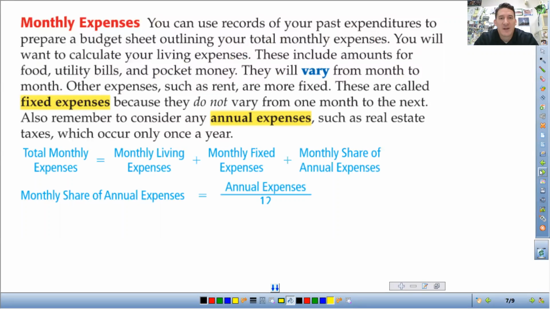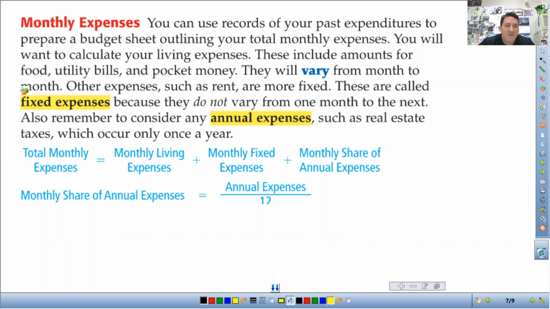So we're going to look at monthly expenses. You can use records of your past expenditures to prepare a budget sheet outlining your total monthly expenses. You will want to calculate your living expenses. These include amounts for food, utility bills, and pocket money. They'll vary from month to month. Other expenses such as rent are more fixed. These are called fixed expenses because they do not vary from one month to the next. Also remember to consider annual expenses, such as real estate taxes, which occur only once a year.